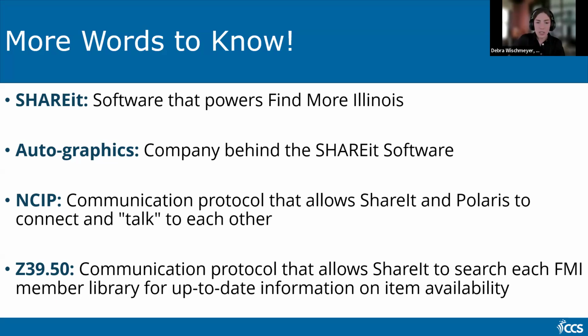Z3950 is one more term that might be helpful to know. It's a different kind of communication protocol that allows the ShareIt software to do real-time searching at each Find More Illinois library's database to make sure it has up-to-date information on item availability. You'll see this a little bit later in the demo, but essentially when a hold request is placed through Find More, the software sends out a call to each library's database to make sure it has that item available.